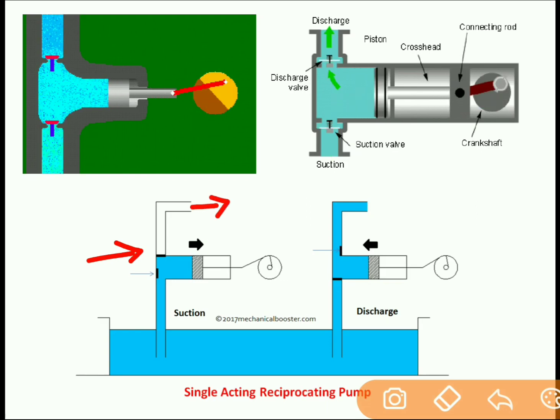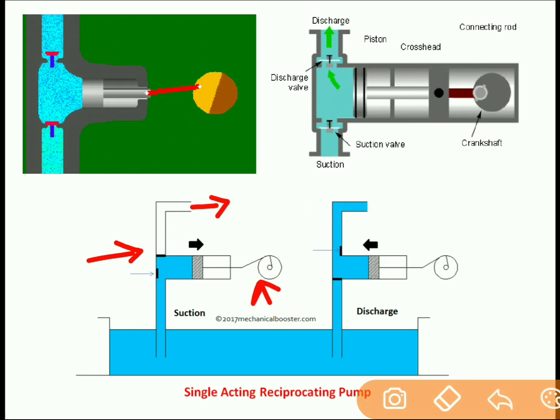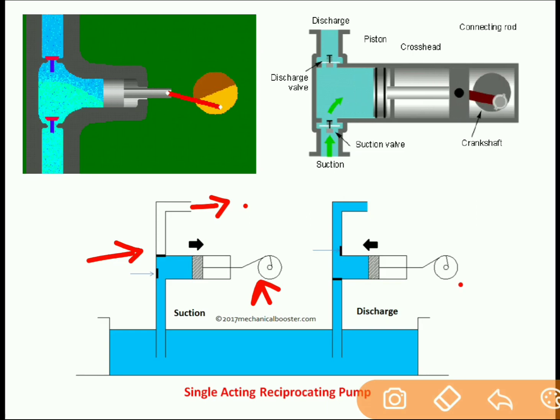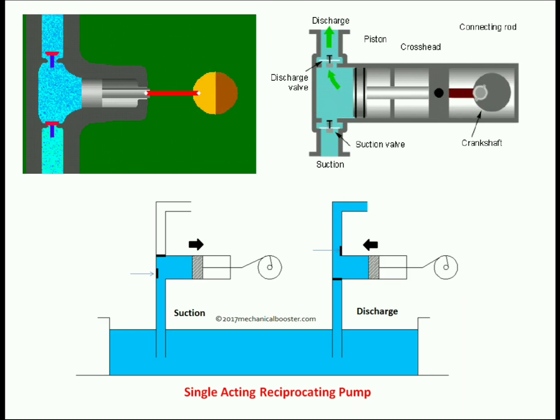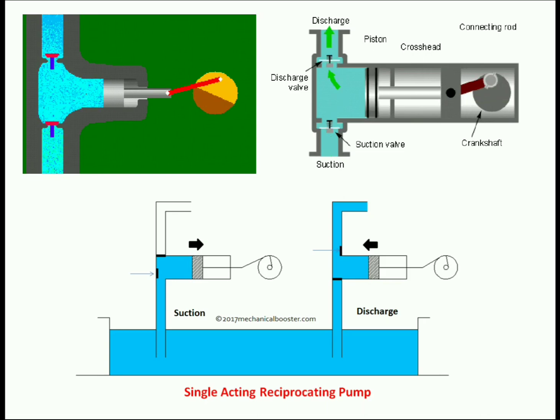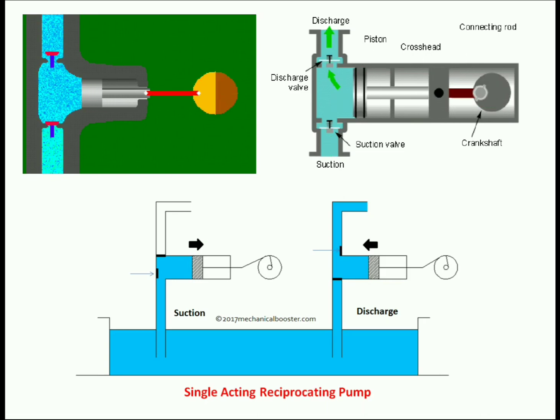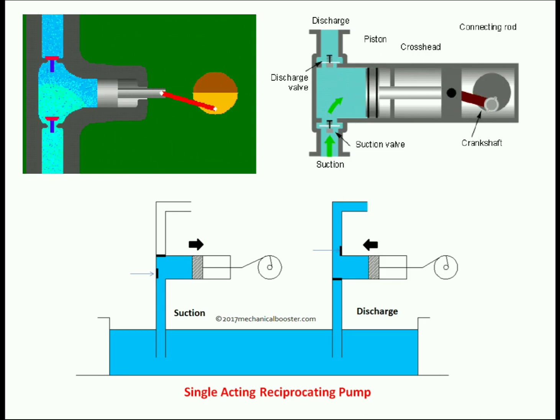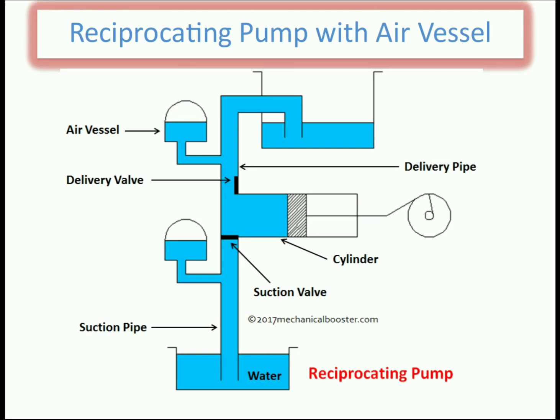So during half of the revolution of the crank, you are getting discharge, and during the other half of the revolution of the crank, you are not getting discharge. So in this case, discharge is not continuous in single acting reciprocating pump, because during suction stroke we are not getting discharge and during delivery stroke we are getting discharge. So to compensate this problem, we are using single acting reciprocating pump with the air vessel.